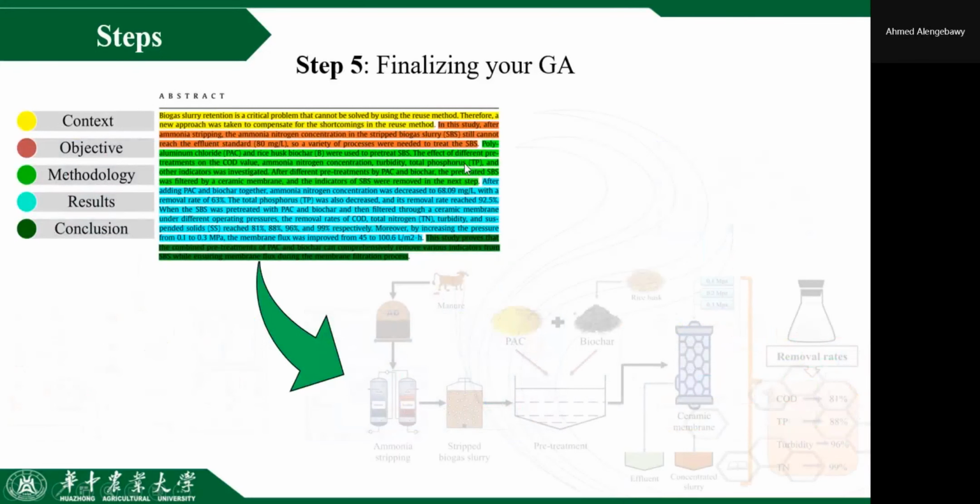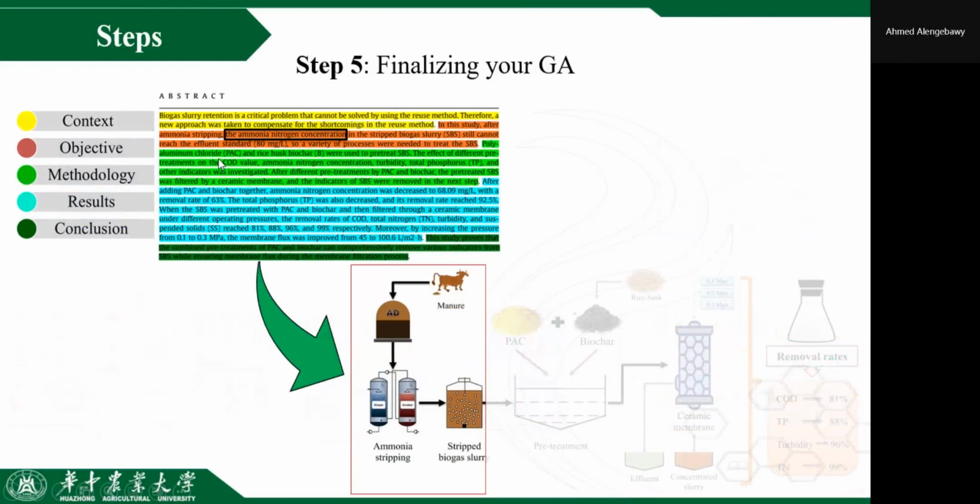The final step is to finish your graphical abstract. After writing the abstract in these parts, you have to focus on the main points of your abstract. In this example, the main point is that the ammonia nitrogen concentration is high, so it needs some treatments to remove nutrients from this biogas slurry. So the first part is the problem of the research, the ammonia concentration. It is shown here as the first part of the graphical abstract.